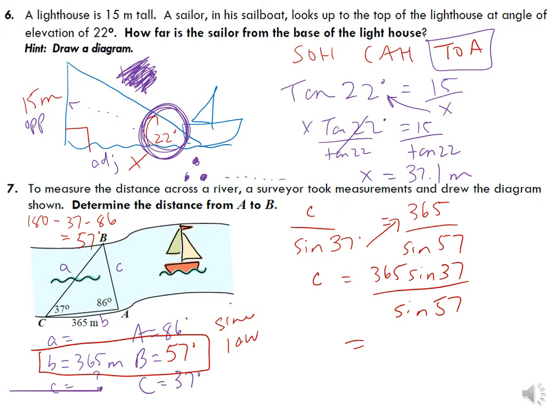261.9 meters. So the distance from A to B is 261.9 meters. I'll let you fill in the therefore statement on your own. Therefore, the distance from A to B is 261.9 meters.